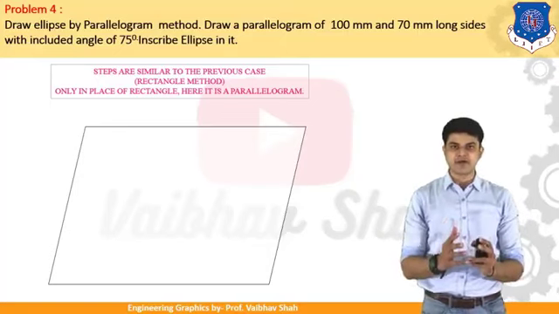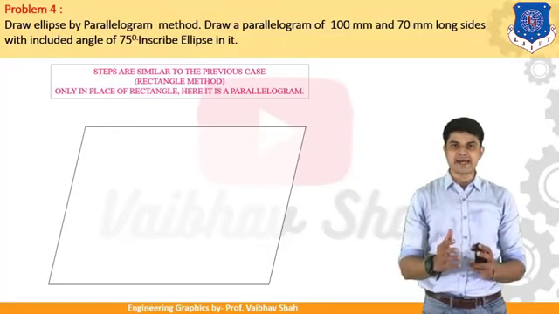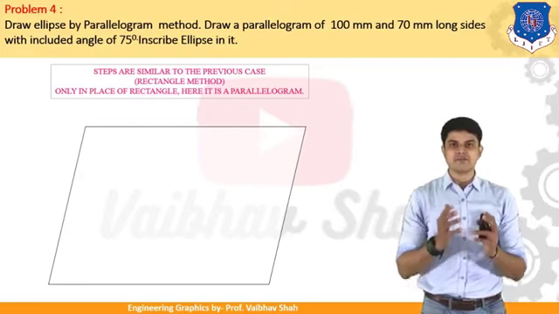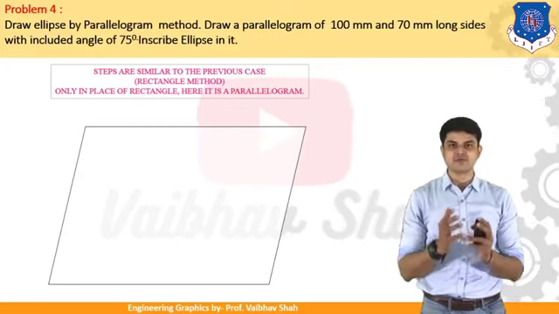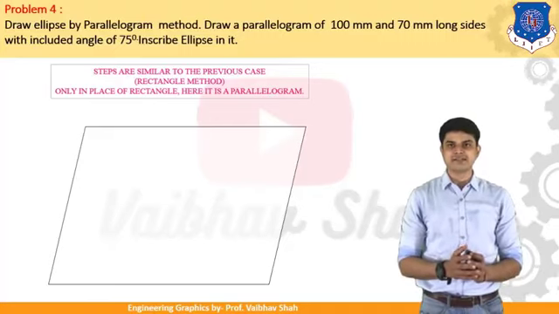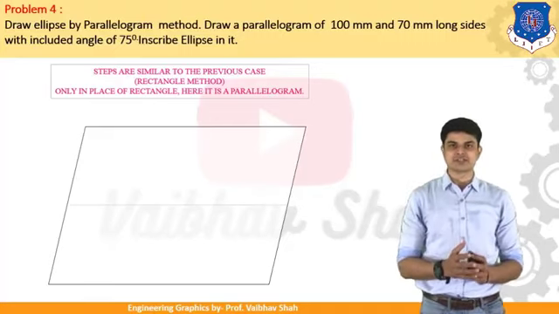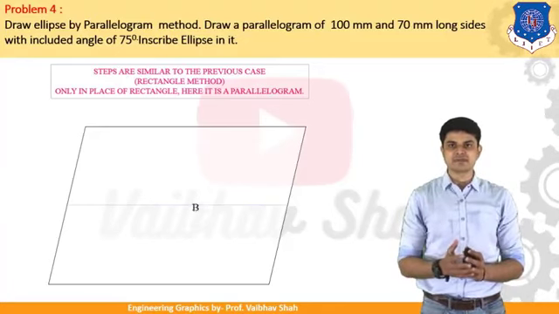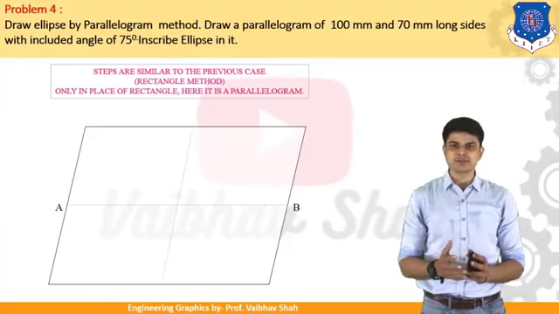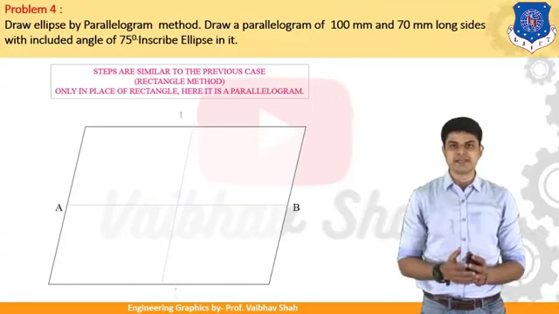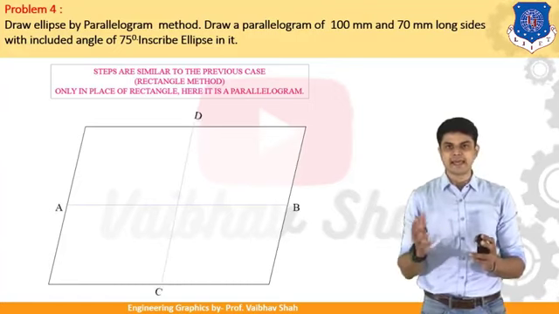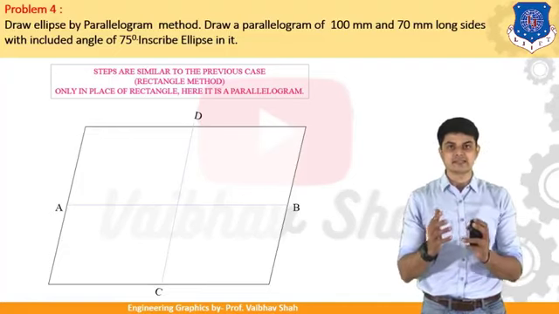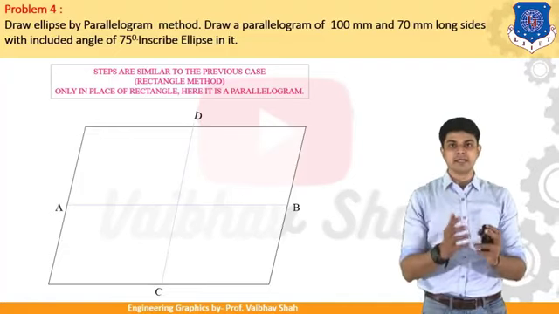After getting this parallelogram, you need to find out the midpoint of each of the four lines. We will be dividing this parallelogram into four equal sections. So let us divide this parallelogram into four equal sections by finding the midpoint of these vertical lines first, and then finding the midpoints of the horizontal lines. So we'll be having 2 points A, B and C, D. But remember once again, these are not your major axis or minor axis for the ellipse.